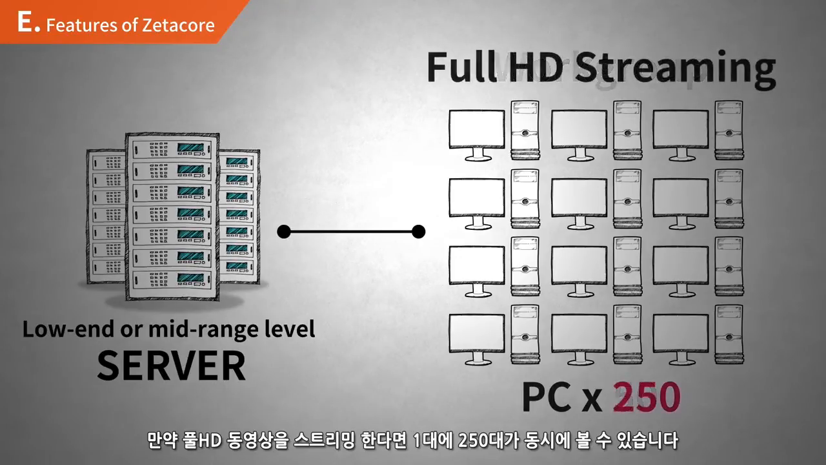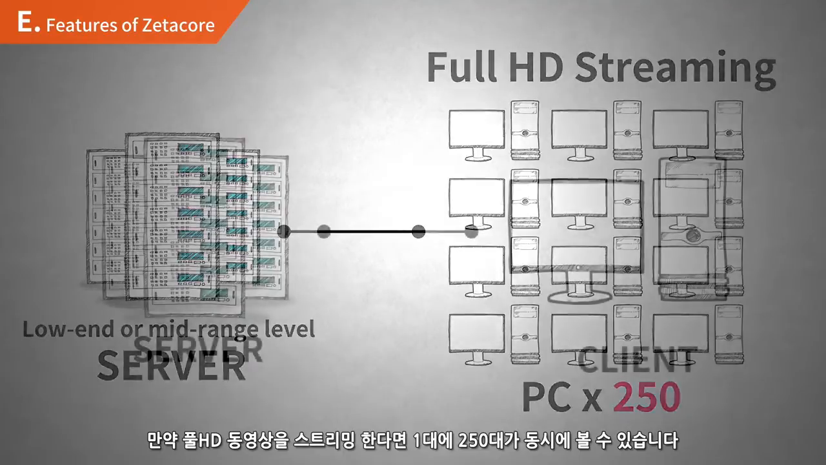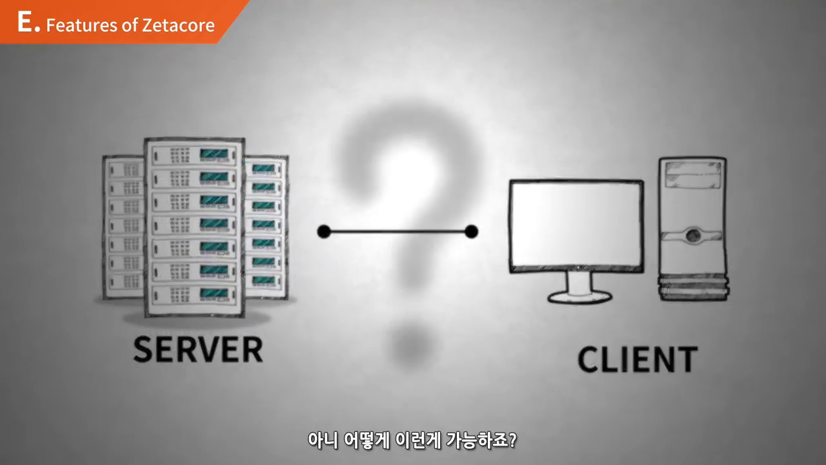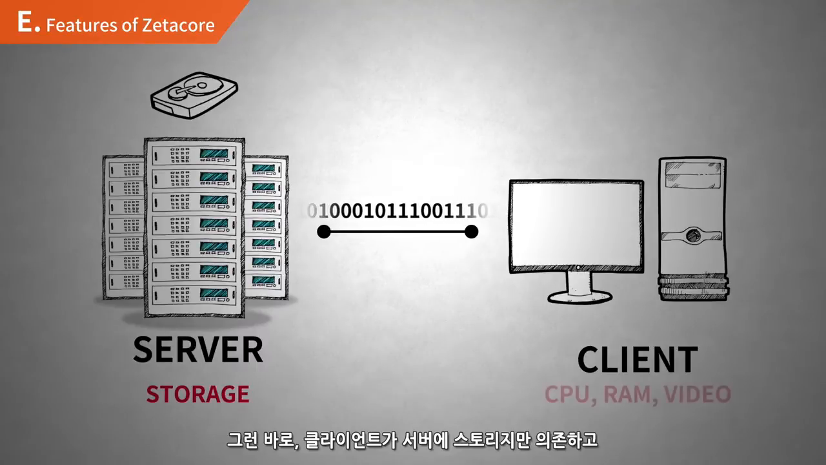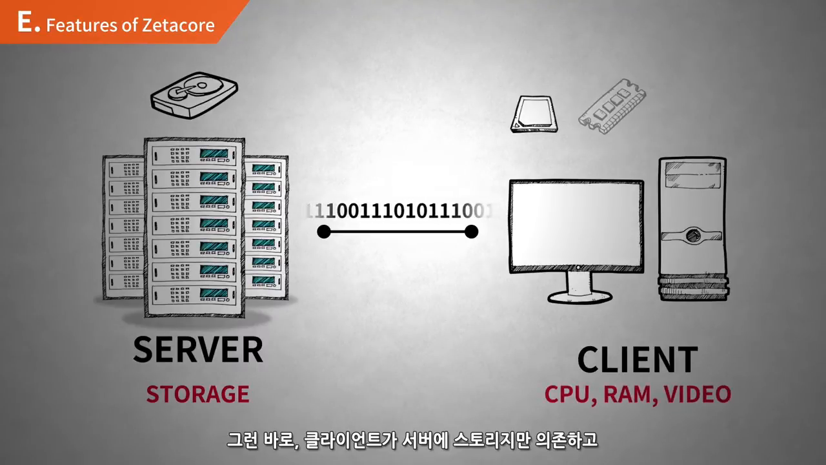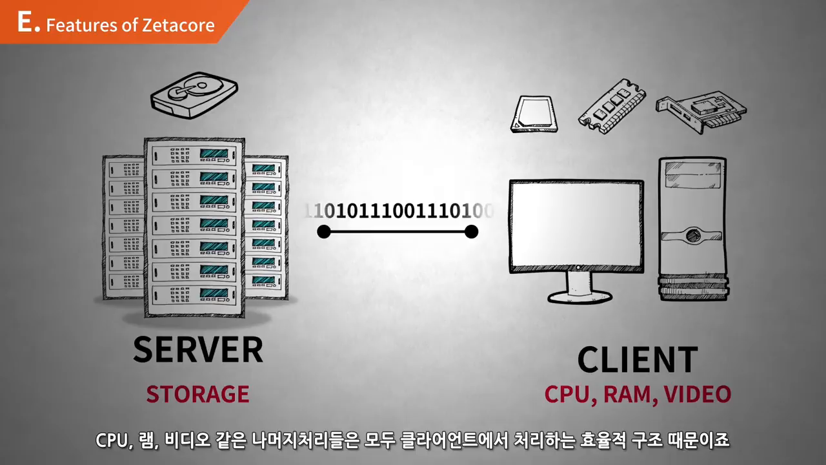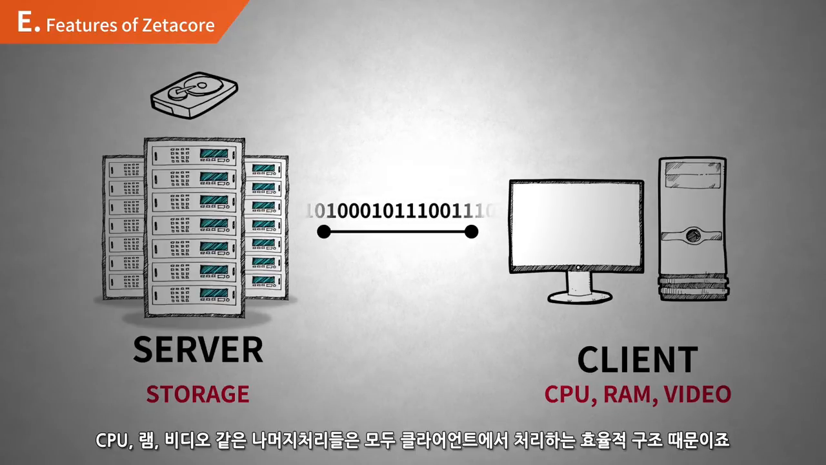If a single server streams a full HD video, it can support up to 250 client PCs. How on earth is this possible? Because of its efficient architecture, all of the components in client PCs such as CPU, RAM, and video are used as hardware resources, except for the case that the clients depend on the server for storage.